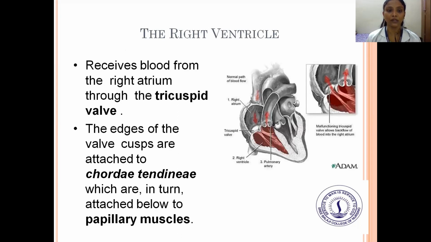And the right ventricle receives blood from the right atrium through the tricuspid valve. The edges of the valve cusps are attached to the chordae tendineae, which are in turn attached below to the papillary muscles. So here you can see where the tricuspid valve is in this picture, with the right atrium and the left ventricle with the pulmonary artery.